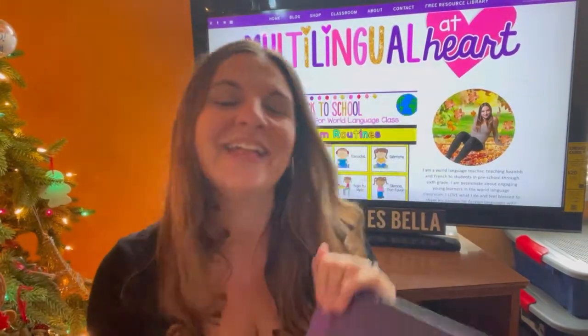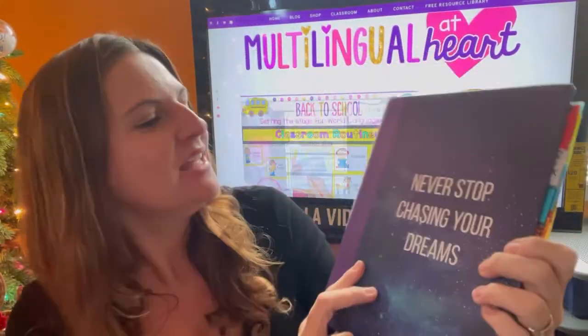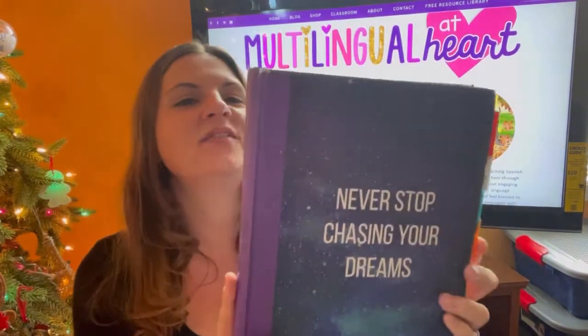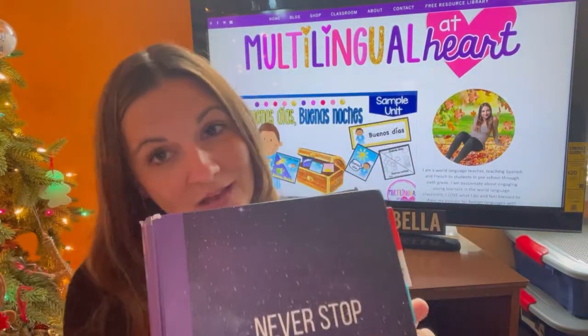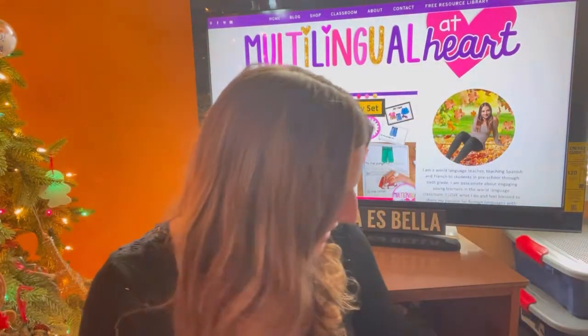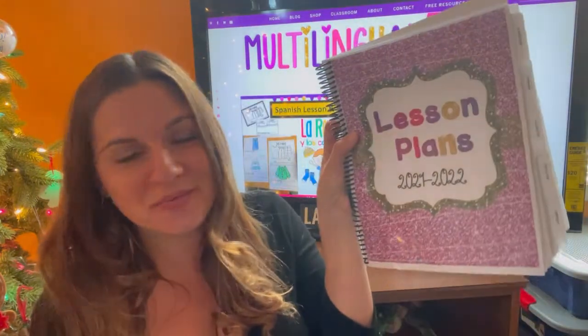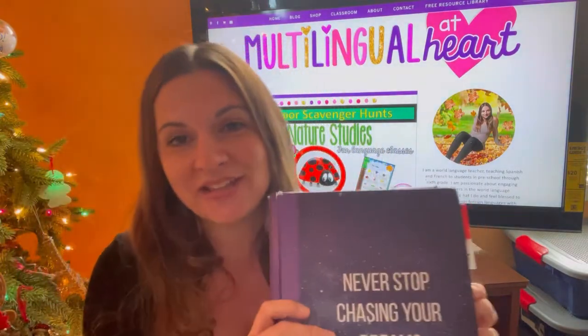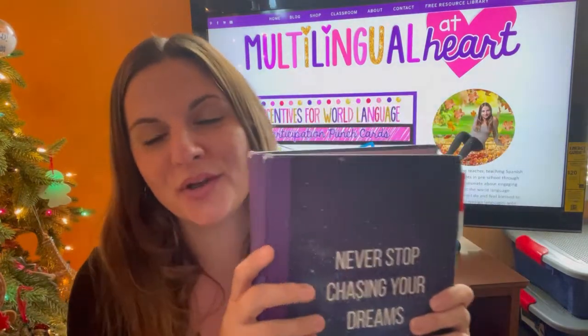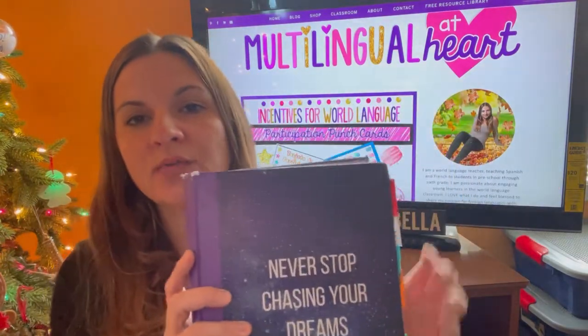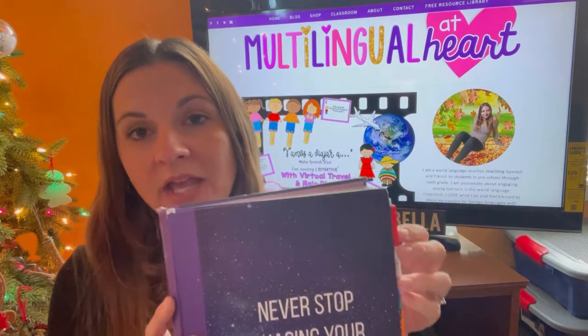So this book right here is the other step to it. And it says, never stop chasing your dreams. And I just really loved this. You can see it's falling apart. I really need to type all of this up and make it into one of these. That would be wonderful to have, but right now it's still all handwritten and it's all in pencil. The reason is because it's an ever-changing book. These are all of my lesson plans for all of my grades for the entire year.